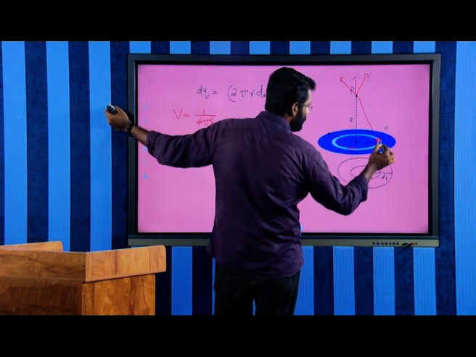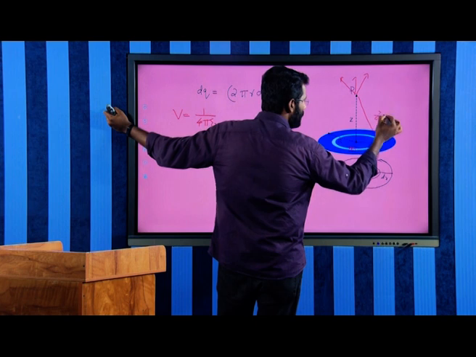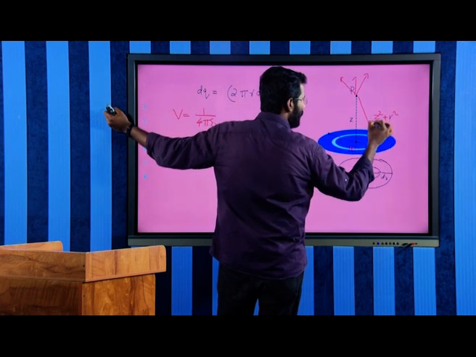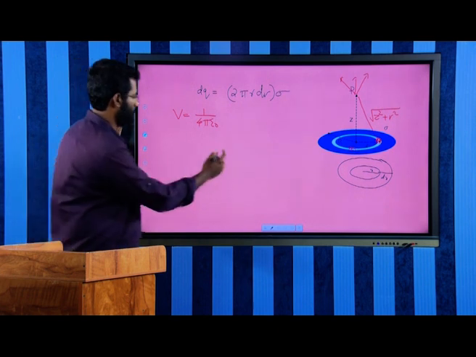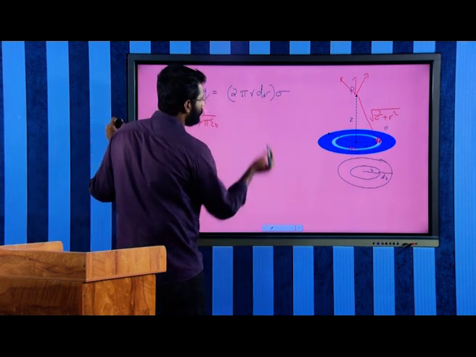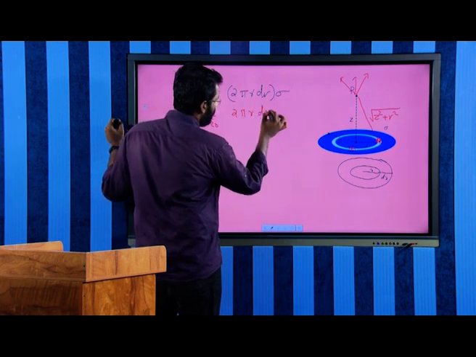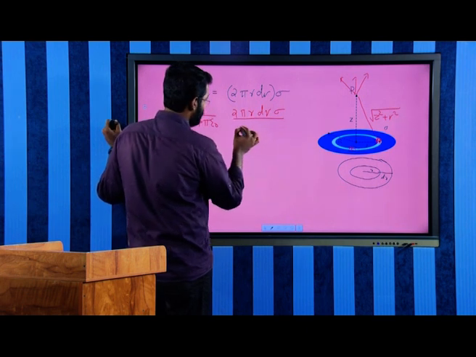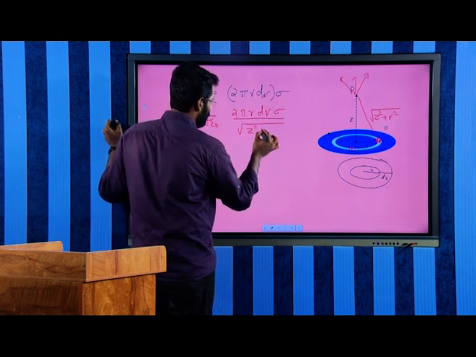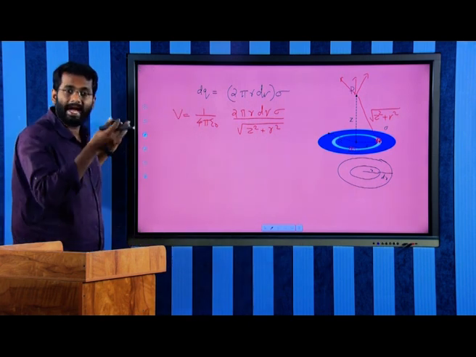Now, this is r, small r, and this is z. Then what is this distance? This will be the square root of z square plus r square. So, now the charge is 2 pi r dr into sigma, divided by root of z square plus r square. Now, this is the potential due to that strip.